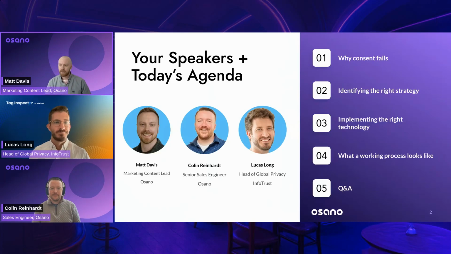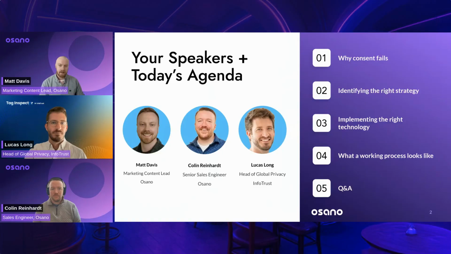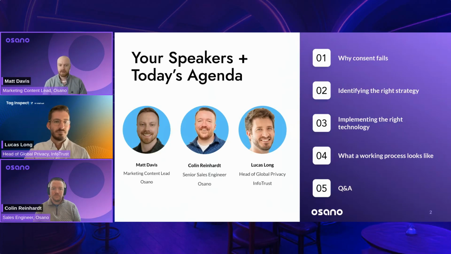Perfect. So we will be talking through a few topics today. The first will be breaking down why consent mechanisms fail, why this opt-out problem is so common. We'll talk about how to identify the right strategy to fix that issue and how to use that strategy to inform how you implement consent management technology. Then we'll talk briefly, at a high level, about what a working process looks like. And as I mentioned, we'll save a little bit of time at the end for questions and answers.